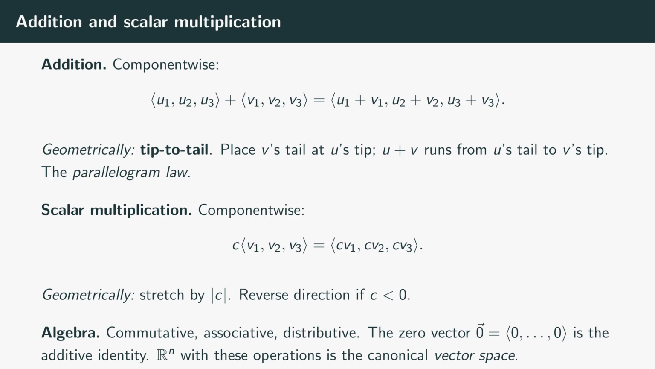These two operations satisfy all the familiar laws. Addition is commutative and associative. Scalar multiplication distributes over vector addition, and the zero vector is the additive identity. N-dimensional space equipped with these operations is the prototype of an abstract vector space, but we won't need that level of abstraction today. Just the arithmetic.